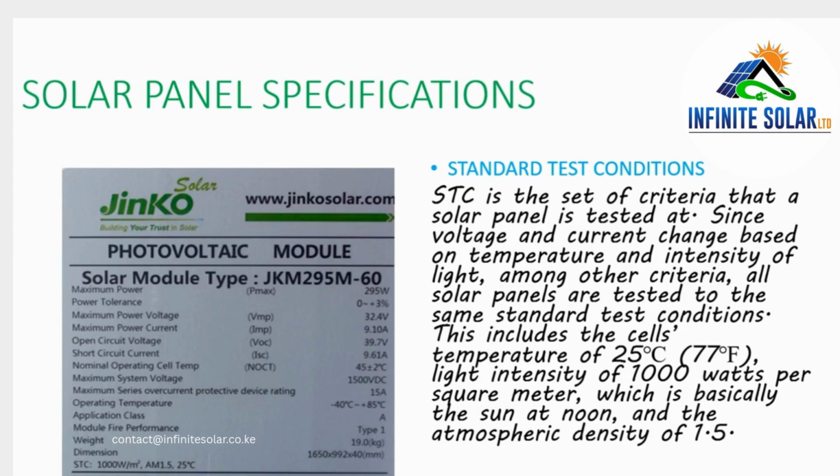These conditions mean that the cells have to be at a specific temperature, which is about 25 degrees centigrade or 77 degrees Fahrenheit, and light intensity of about 1000 watts per square meter, which is basically the sun at noon, and the atmospheric intensity needs to be 1.5. Now let's go straight to these specifications. One is Pmax, that is the maximum power.